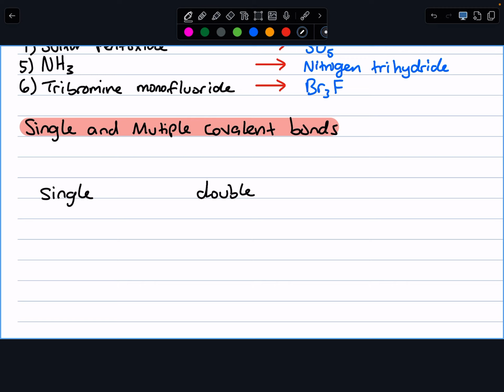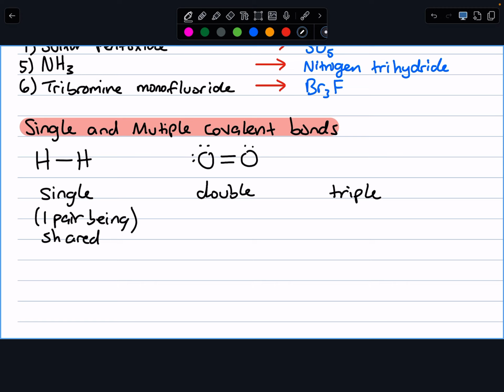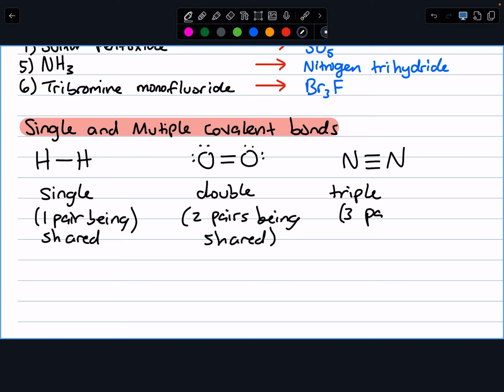Single, double, triple. Single bonds, such as 2 hydrogens attached, contain only 1 pair being shared. Right? Okay, double, such as oxygen, makes double bonds. We have 2 pairs. How much is a pair, by the way? So 2 pairs is 4 electrons, right? Good. Okay, triple bond is 3, and then I have how many pairs being shared? Obviously, 3 pairs being shared.